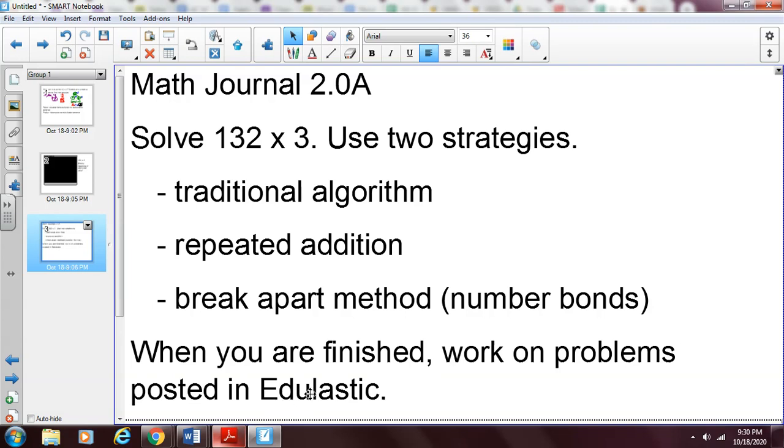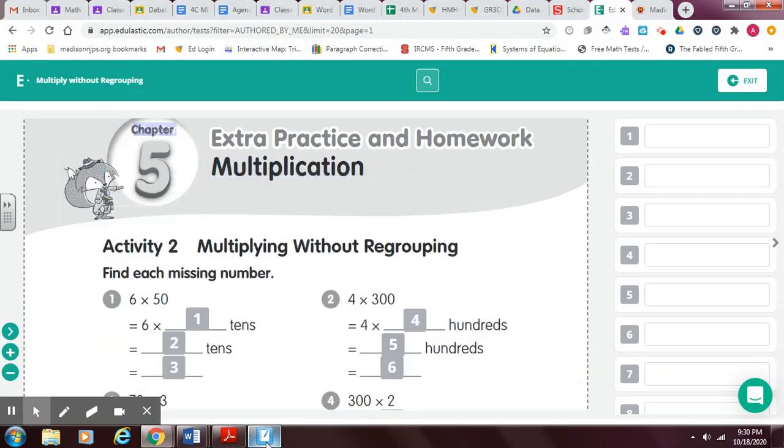Now let me show you what Edulastic is going to have you working on today. So here is the Edulastic assignment, and this is what you'll see when you log in.